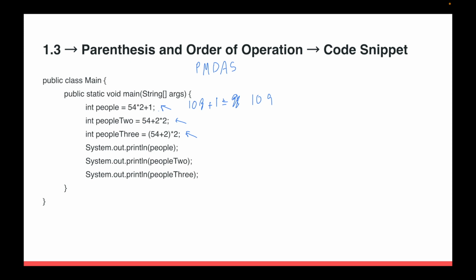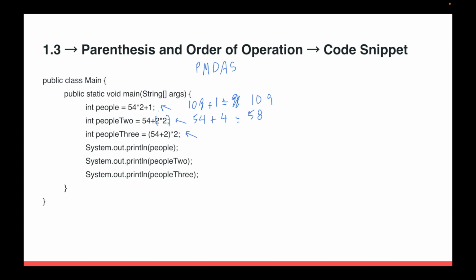Now our next expression looks similar, but is not. So rather than doing 54 times 2 plus 1, we're doing 54 plus 2 times 2. So we're going to do this first because multiplication comes first. So we're effectively going to have 54 plus 2 times 2, which is 4, equals 58.